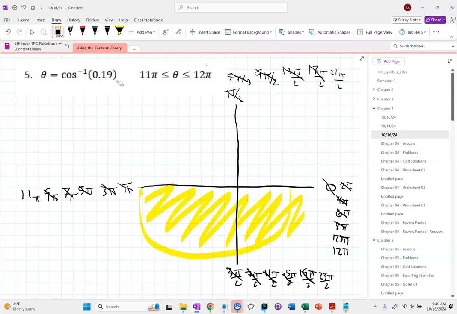That would have been quadrants 3 and 4. This was the only one that was like super annoying. Yeah, Troy.